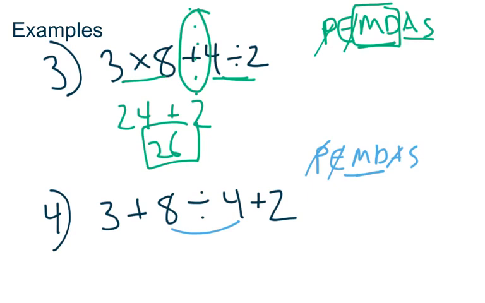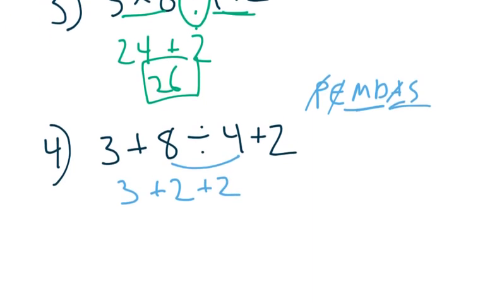I have to do this, 8 divided by 4. So I'll get 3 plus 2 plus 2. Now I can do my addition, which is going to be 3 plus 2, 5, plus 2 is 7. And so this is where order of operations really helps us sort through all these numbers and arrive at an answer that we can feel with greater confidence is correct.